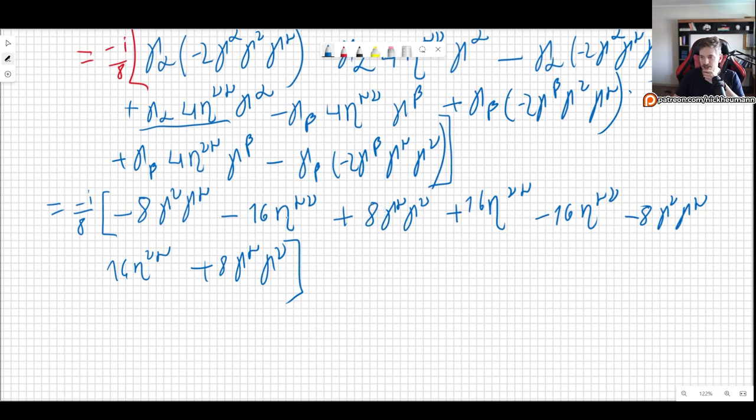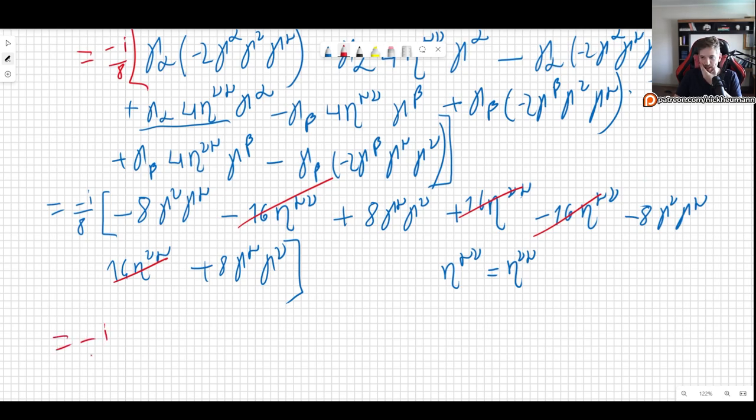So I have minus 16 eta mu nu, plus 16 eta nu mu, but the metric is symmetric, so eta mu nu is equal to eta nu mu. If you don't remember, just draw the actual matrix, it only has elements in the diagonal, so it is of course symmetric. So that means that this part will cancel out this, and this will cancel out this. And then we have minus 8 nu mu, minus 8 nu mu and 8.